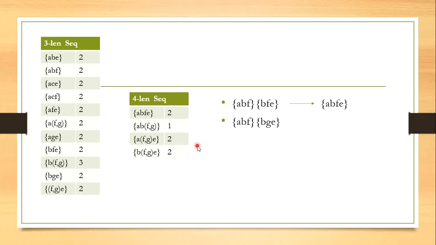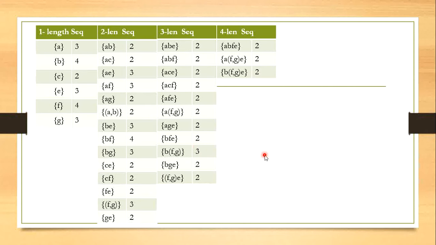These are the sequences which are frequent from the considered database, and this is how we generate frequent sequences using GSP. In this video we did not consider any constraints, any timing constraints or any other constraints. This is how we can generate frequent sequences using the GSP algorithm.